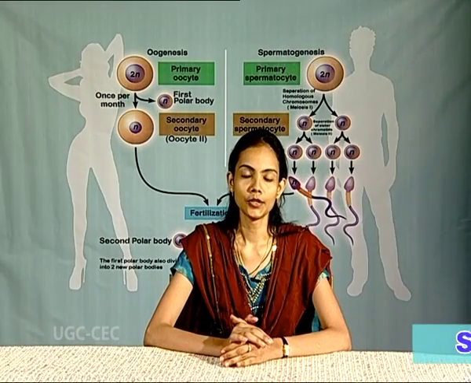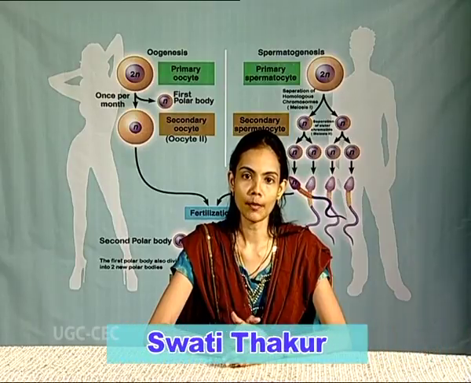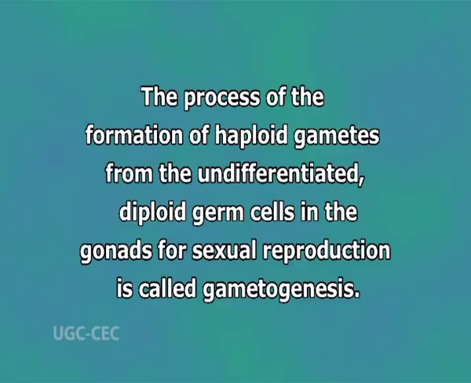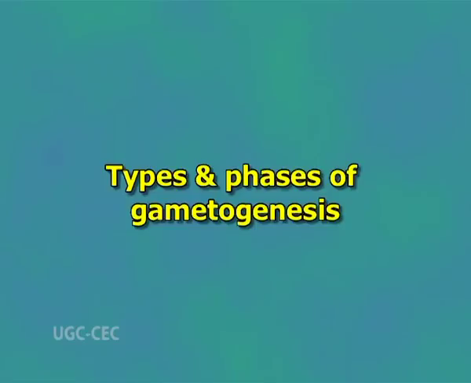Hello students, today we are going to talk on gametogenesis. The formation of gametes is termed gametogenesis. The process of the formation of haploid gametes from the undifferentiated diploid germ cells in the gonads for sexual reproduction is called gametogenesis. Gametogenesis is the first phase in the sexual reproduction of animals.